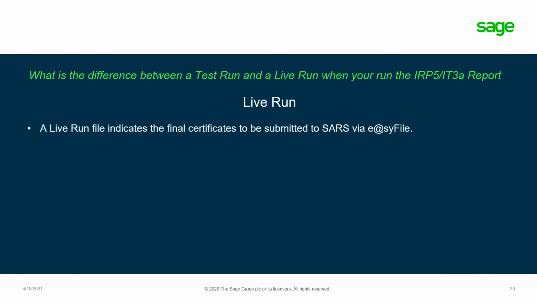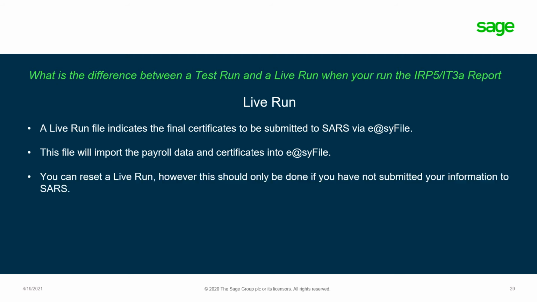A live run is an indication that the final certificates will be submitted to SARS via SBCPP. The file will import the payroll data and the certificates into SBCPP. You can reset a live run. However, you should not reset a live run if you have already submitted your information to SARS.